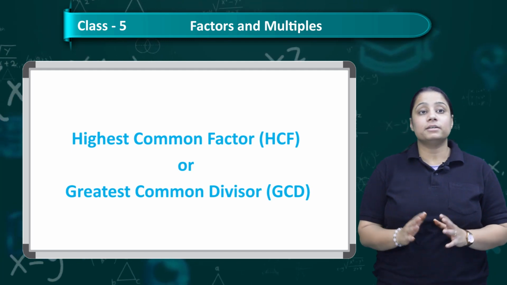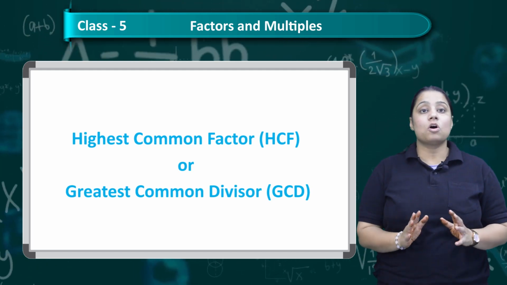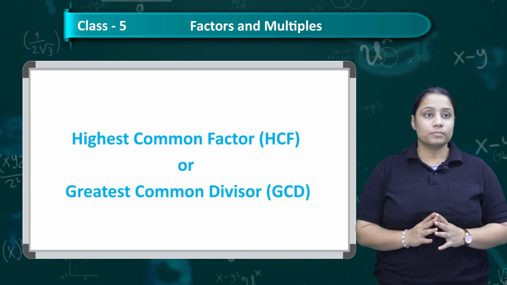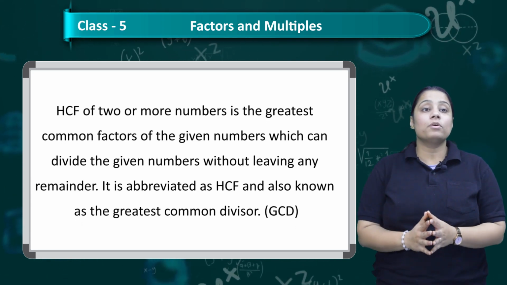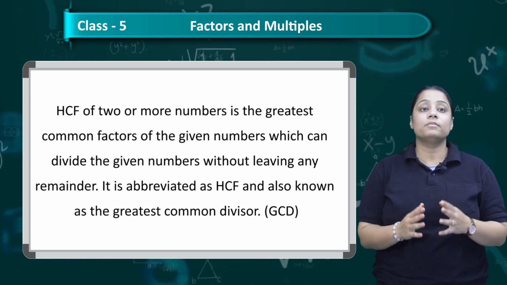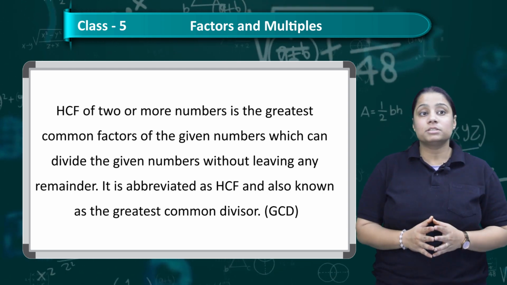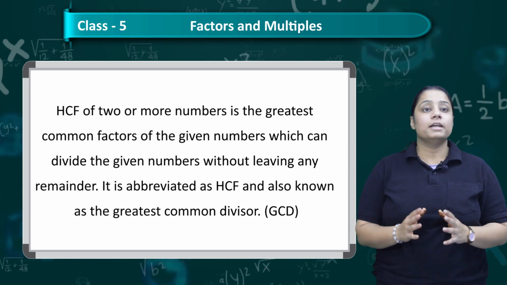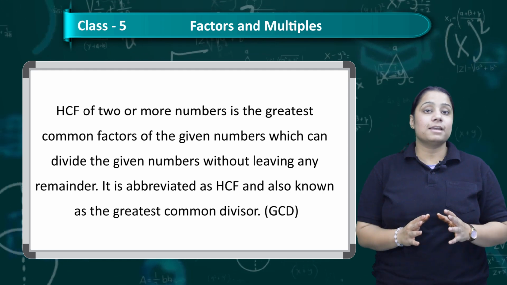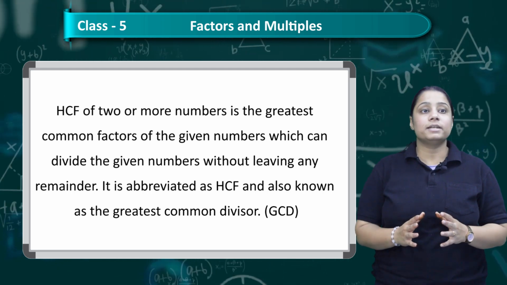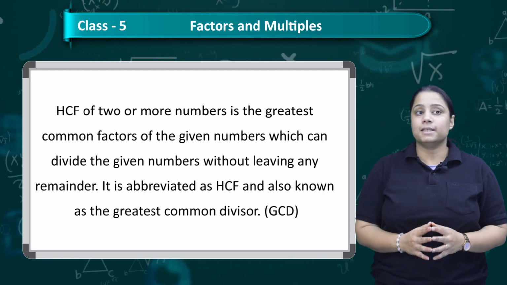Highest common factor, HCF, or greatest common divisor, GCD. HCF of 2 or more numbers is the greatest common factor of the given numbers which can divide the given numbers without leaving any remainder. It is abbreviated as HCF and also known as the greatest common divisor, GCD.